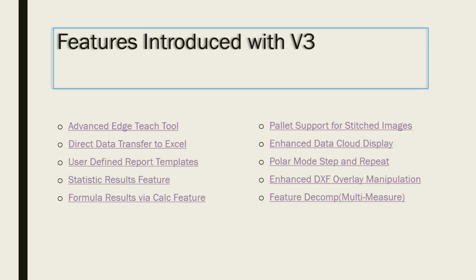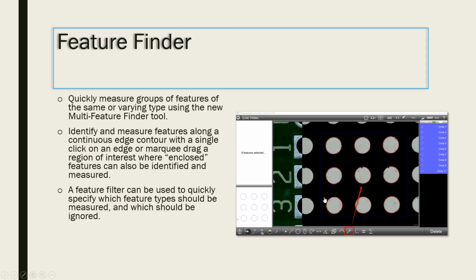In Part 10, we will be discussing the new multi-measure feature finder function in the M3 software. The new feature finding capability in the M3 software is executed using the new multi-measure button in the bottom toolbar. This function allows you to quickly measure and calculate multiple feature types in a single click or marquee selection.